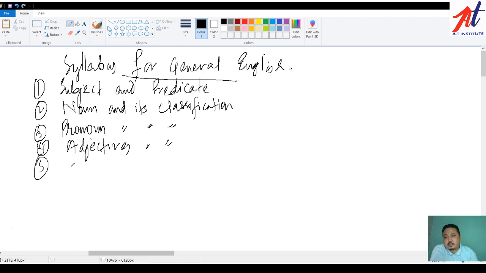Five we have is articles, article uses and omission, or the places where we are not supposed to write articles. That's it, okay? Six we have is, after articles we will be discussing verb and its classification again.